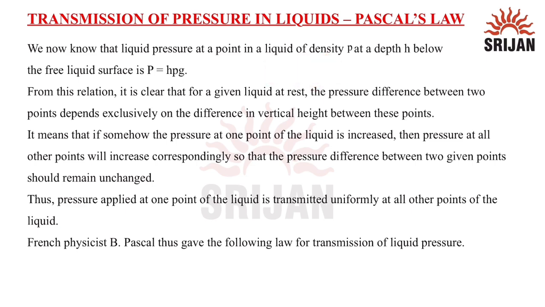Now, from this relation, it is clear that for a given liquid at rest, the pressure difference between the 2 points depends exclusively on the difference in the vertical height between these points. It means that if somehow the pressure at one point of the liquid is increased, then the pressure at all the other points will increase correspondingly so that the pressure difference between the two given points remains unchanged. Thus, pressure applied at one point of the liquid is transmitted uniformly to all the other points of the liquid.